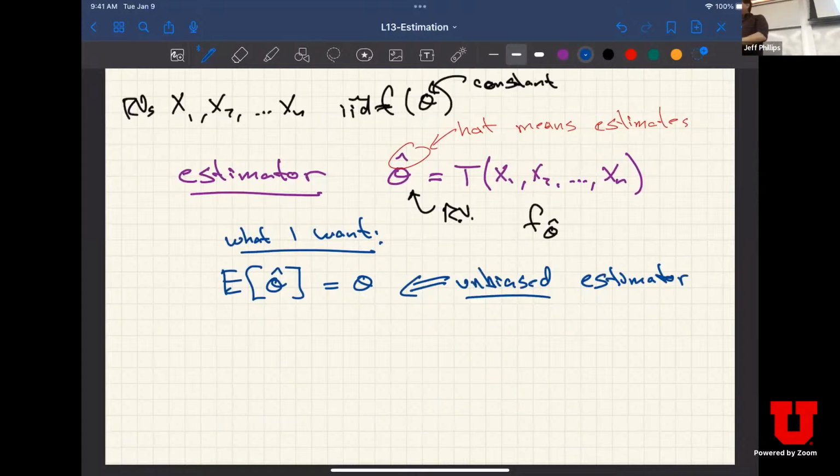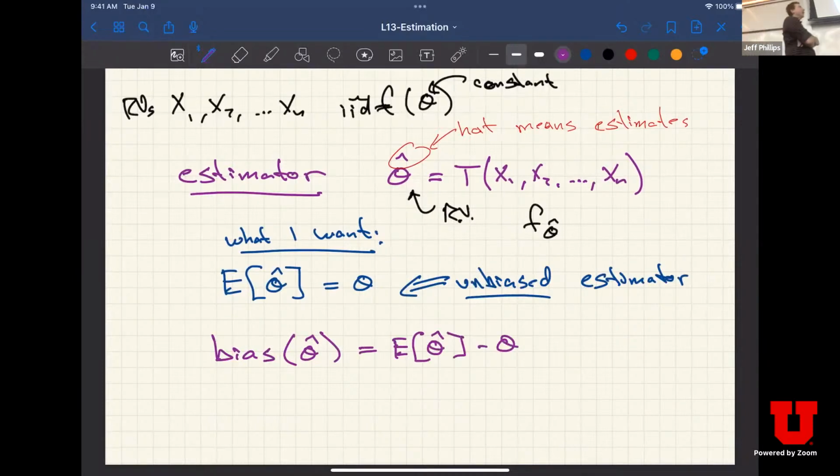And in fact, I can quantify this. The bias of theta hat is going to be the expected value of theta hat minus theta. So if the bias is 0, then it's unbiased. An unbiased estimator has bias 0. That means that the expected value of theta hat, which is a random variable, is exactly the parameter theta. Seems like a nice property to have.